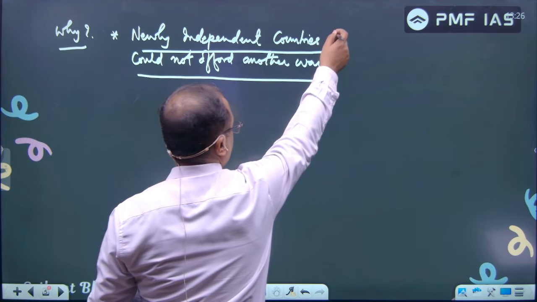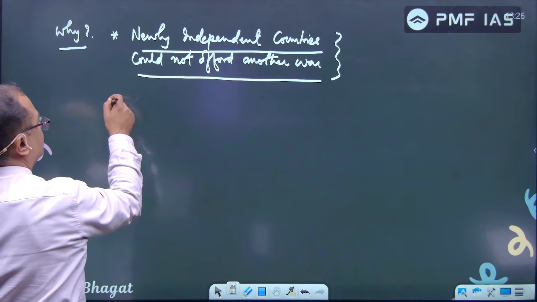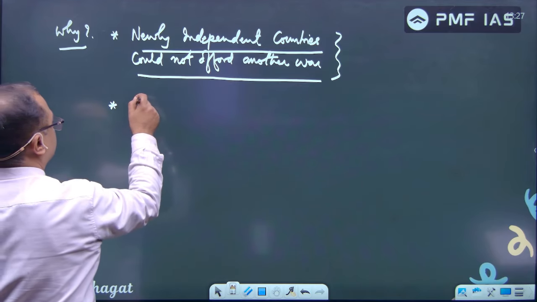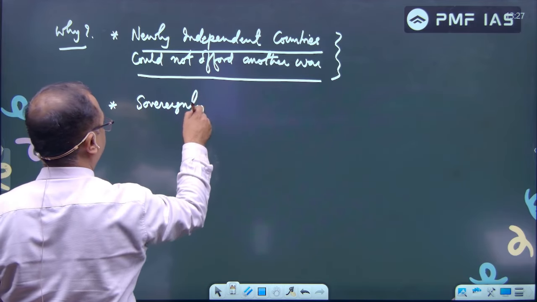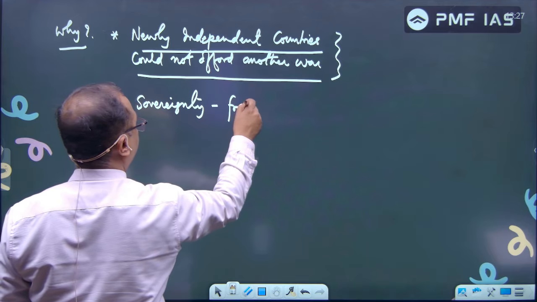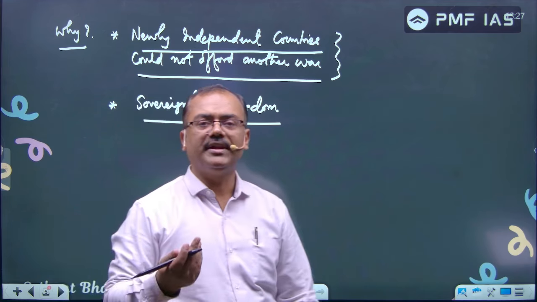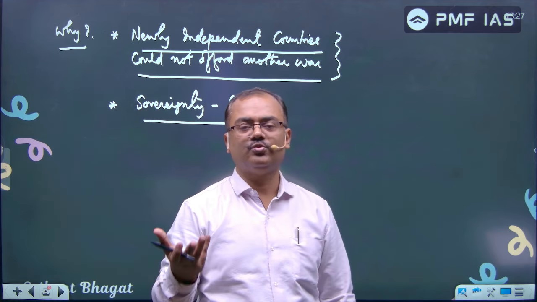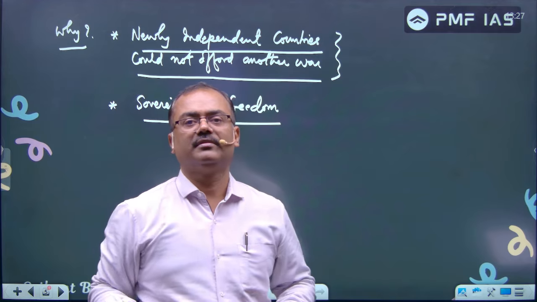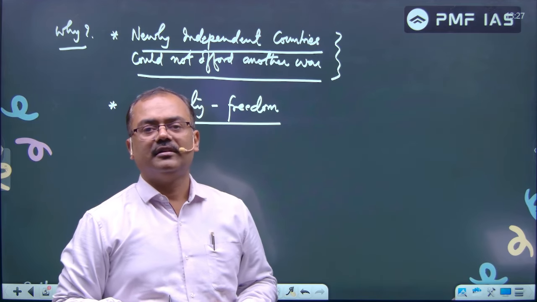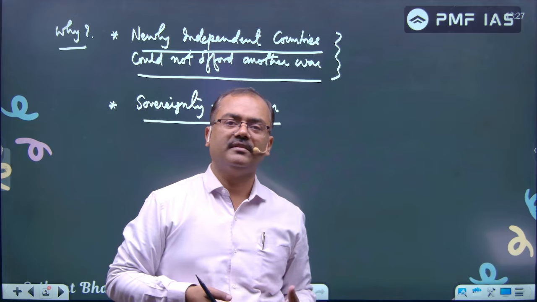So that was the first reason why non-alignment is this. Second reason, sovereignty. Freedom. What is sovereign? Sovereign means free to take its own decision. Power of its own. Sovereign means no external force is deciding the peace or war with anyone.